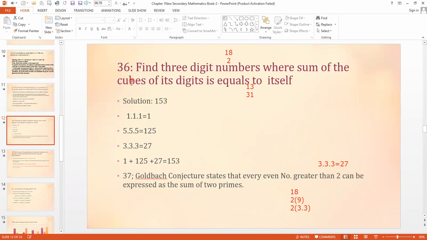You have to take the cube of all these digits first. First is 1: 1 into 1 into 1 gives 1. Then 5, 5, 5 gives 125. Then 3 into 3 into 3, recently we have done, is 27. When you add 1, 125 and 27, you get 153. So for this 3-digit number, when you sum the cubes of its digits, you get the number itself. Clear?